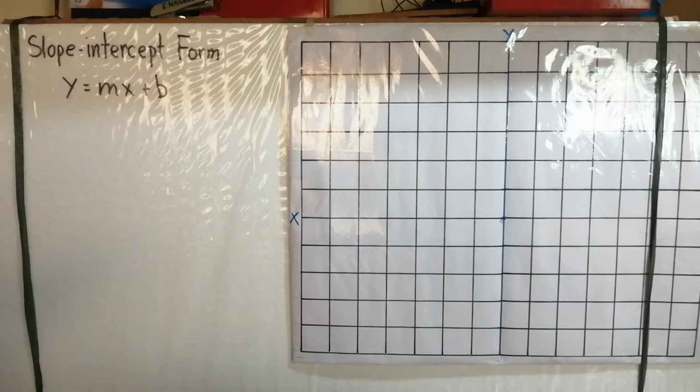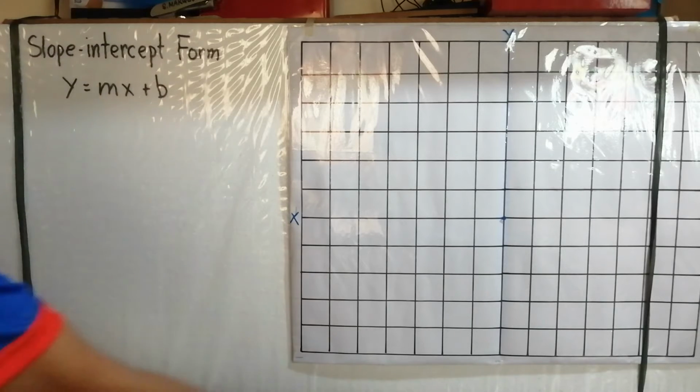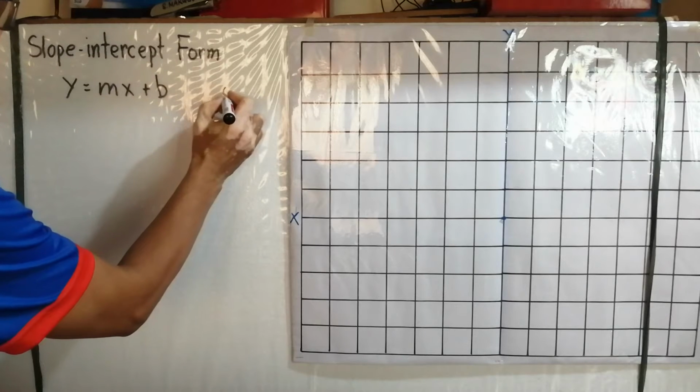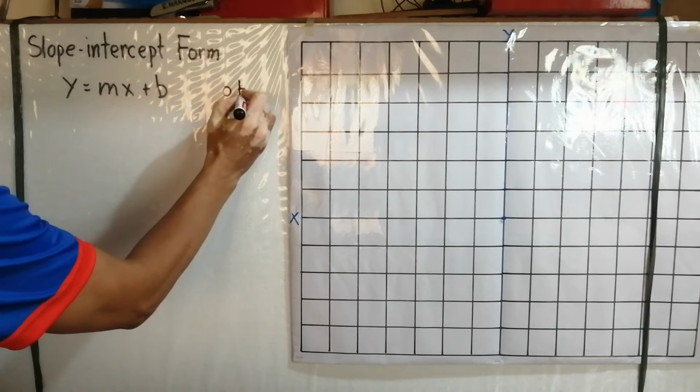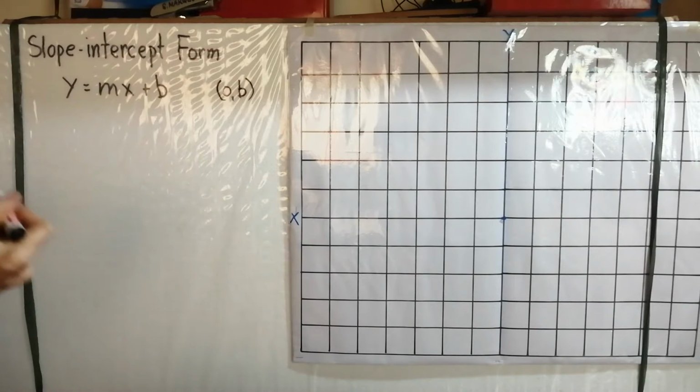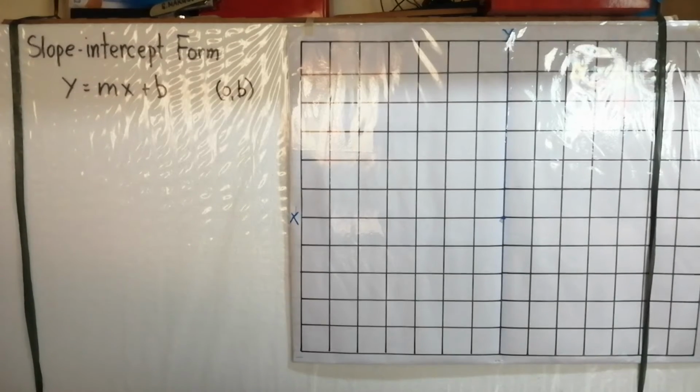The y-intercept is symbolized by small letter b, meaning to say that the y-intercept is a point which is (0, b). So you are going to count from the y-axis. That's a point that crosses the y-axis. So let's have an example.